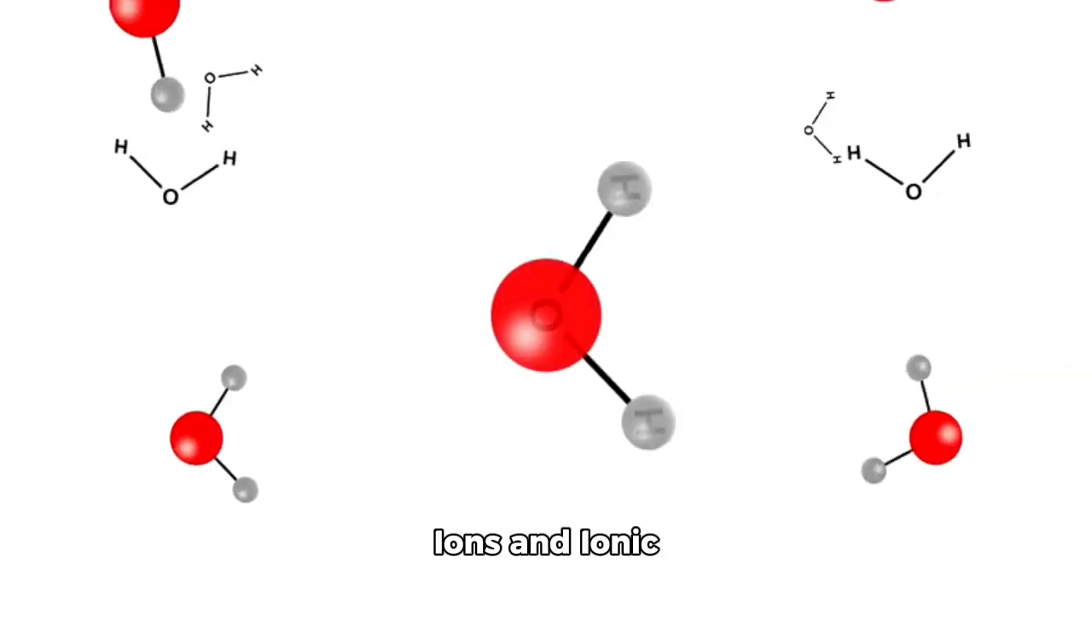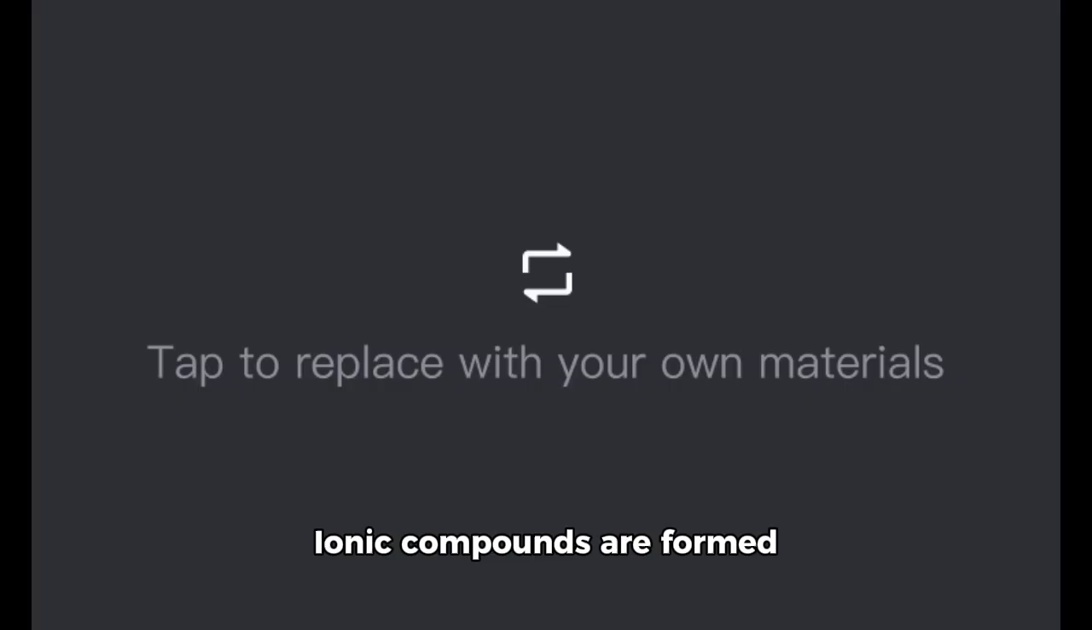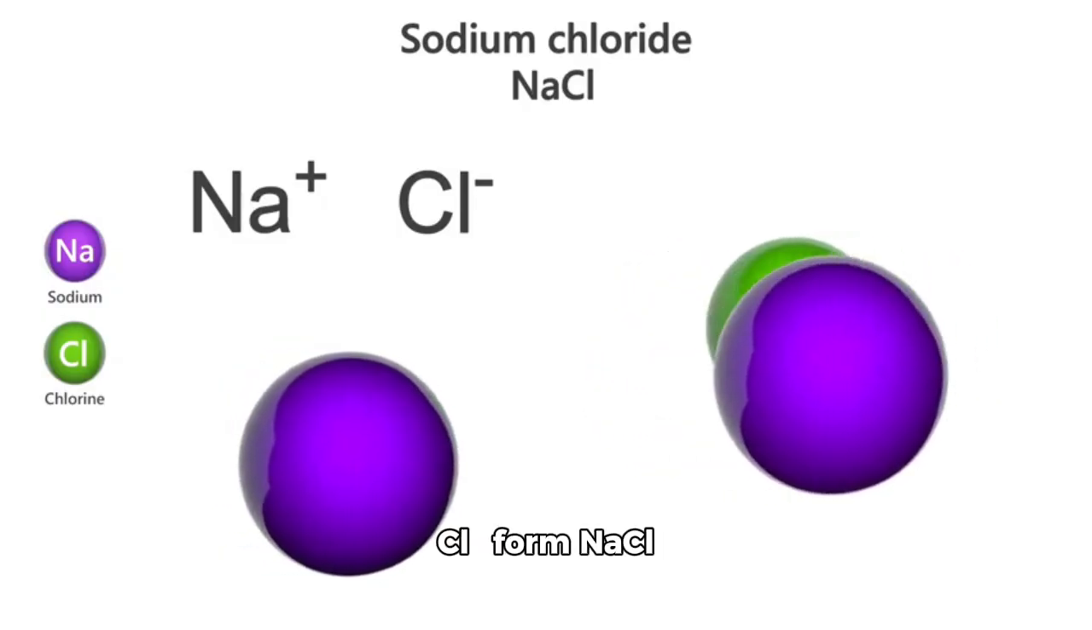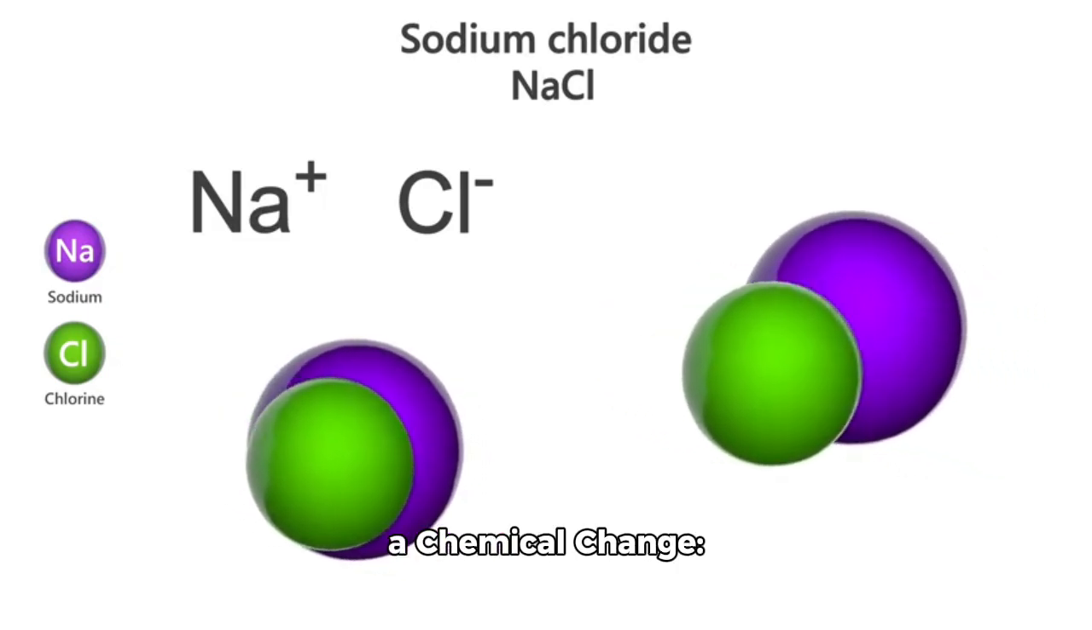Ions and ionic compounds. Ions are charged atoms or molecules. Ionic compounds are formed when positive and negative ions attract each other. Example: Na and Cl form sodium chloride.